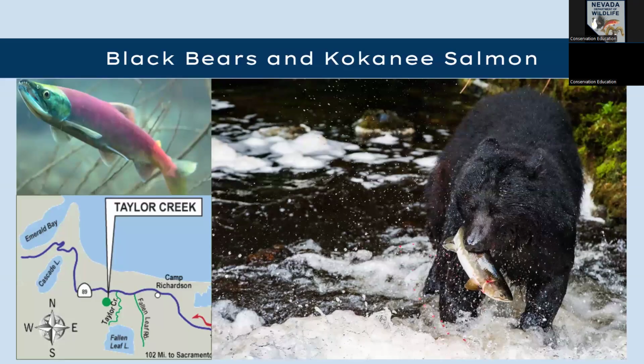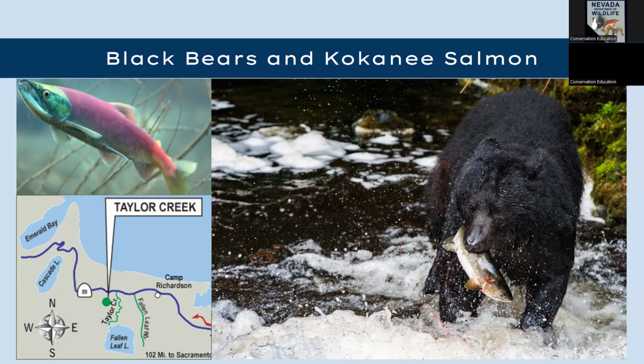Now we're going to move on to our black bears and the kokanee salmon. At Taylor Creek, there are a lot of salmon passing through, usually in October, and the bears love to take advantage of this opportunity. So our trout are passing through Taylor Creek in order to get to their spawning grounds, and they do this every single year. And by the time they reach Taylor Creek, they are exhausted from their journey.